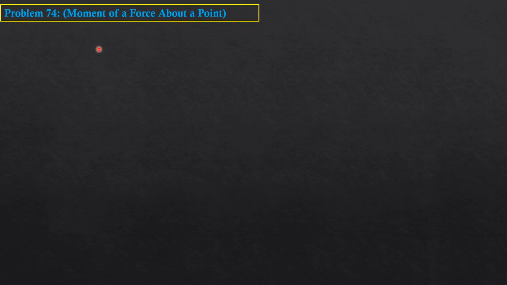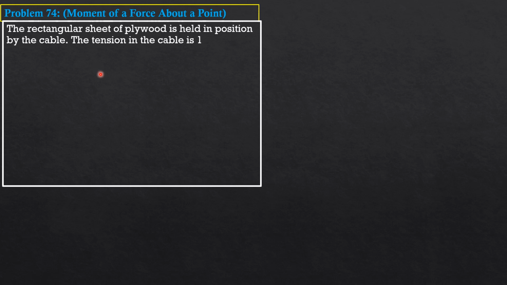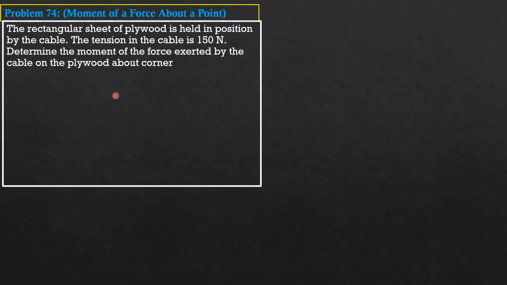So here is example problem 74 to 76 about moment of a force about a point. The rectangular sheet of plywood is held in position by the cable. The tension in the cable is 150 newtons. Determine the moment of the force exerted by the cable on the plywood about corner A.